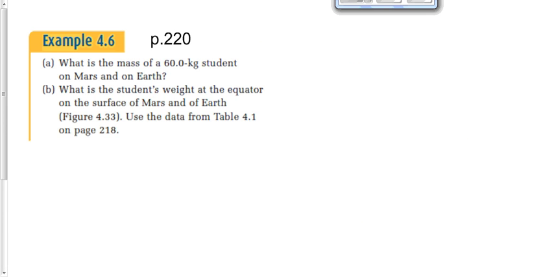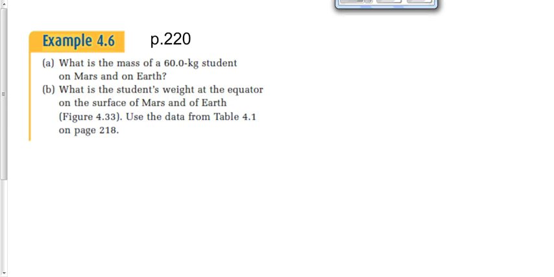Let's try this one, page 220, 4.6. What's the mass of a 60-kilogram student on Mars and on Earth? And what is the student's weight at the equator on the surface of Mars and the Earth using data from table 4.1 again? I'll tell you what, question A, easiest question in the world. And by the way, you're going to get one of these either on your unit test coming up on Tuesday or your final exam. I can't remember which one it appears on.